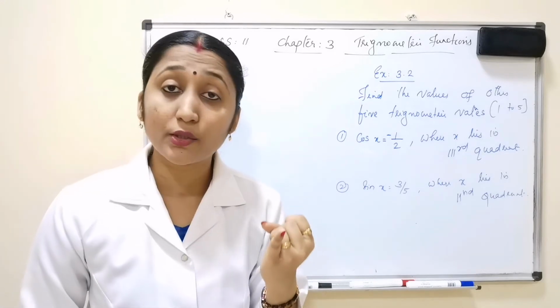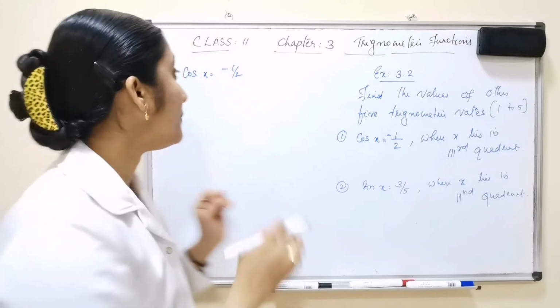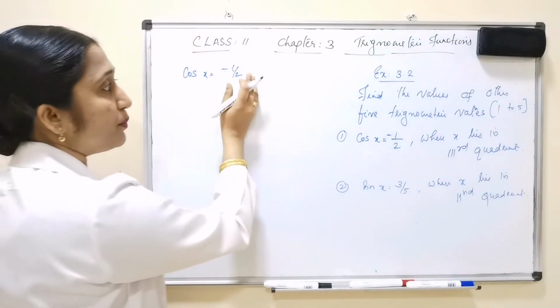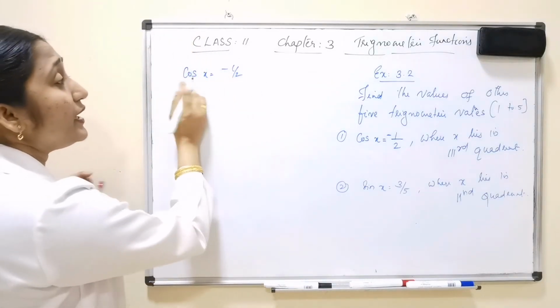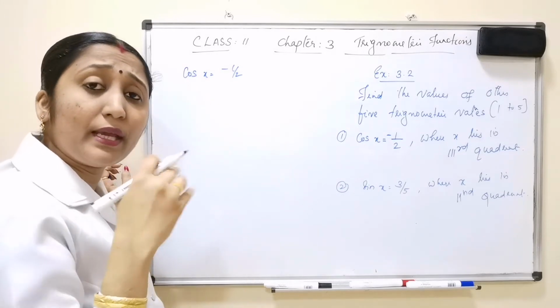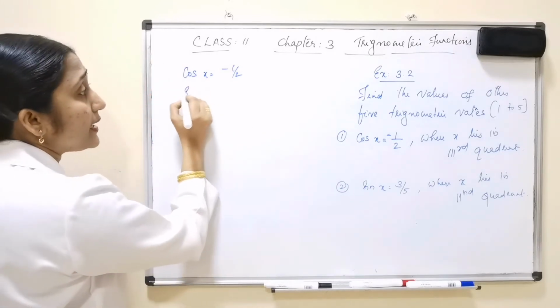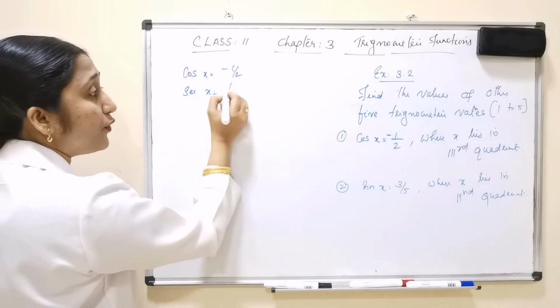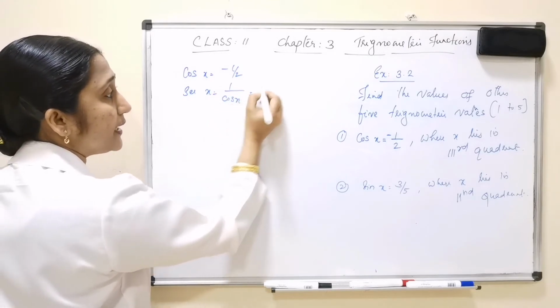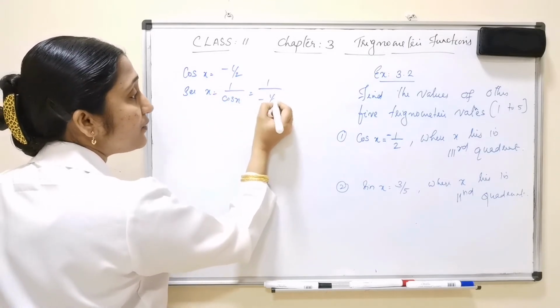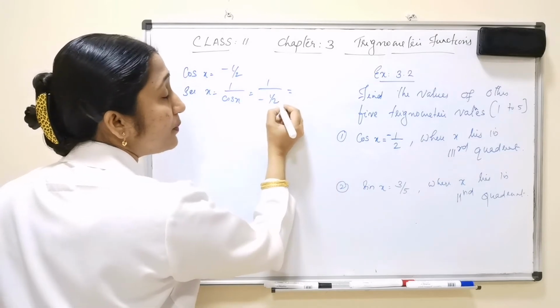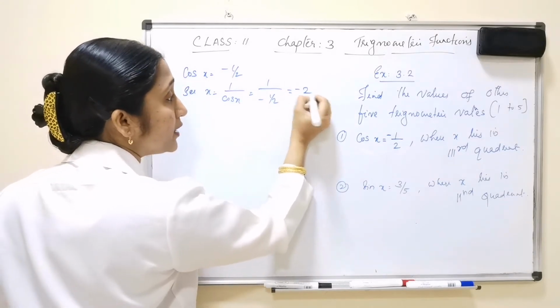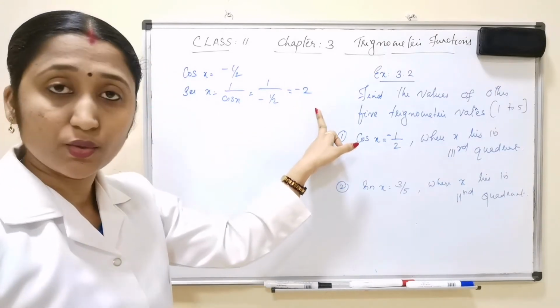Then we want to memorize the trigonometric identities. So here cos x is equal to minus 1 by 2. From here we can easily find sec, that is sec x equal to 1 by cos x. So that is 1 by minus 1 by 2, which is minus 2. So the sec value is minus 2.